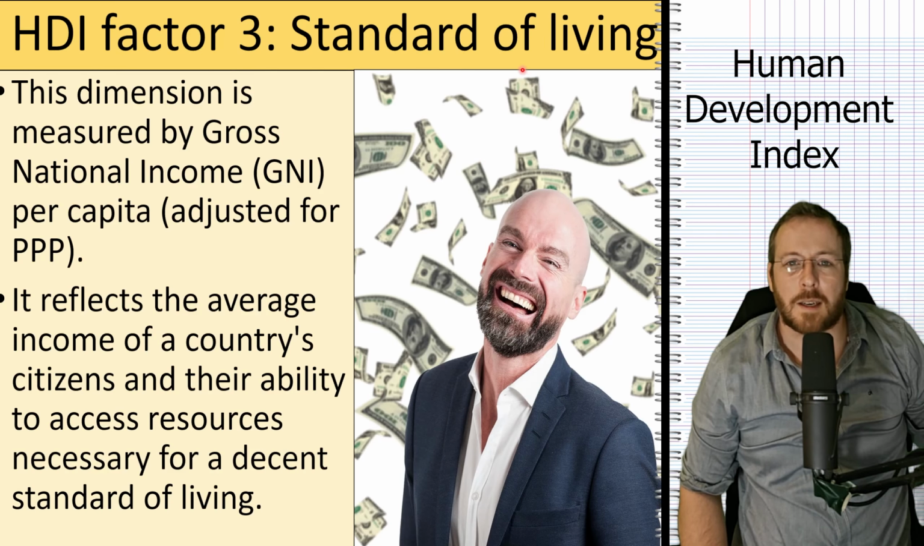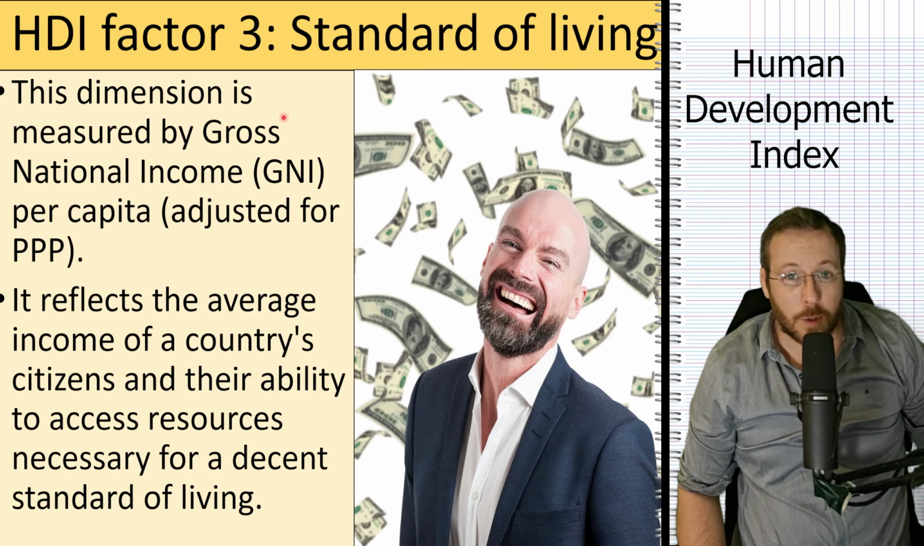All right, next. Final one is standards of living. So they basically take the gross national income, the average income per person from a country, and they adjust it for PPP. Have you heard of that idea? It's purchase power parity. It basically means how strong is your money.